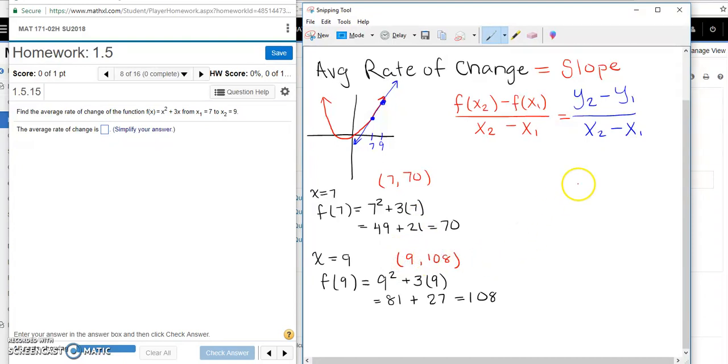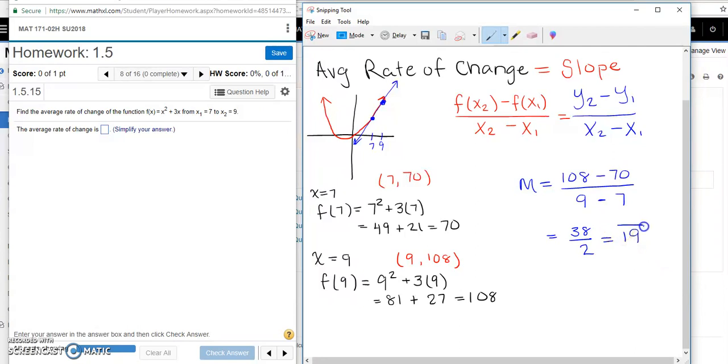108). And we really are just finding the slope like we normally would. We just had to do a little extra work to figure out the y values. So I'm going to do my slope, or my average rate of change. Okay, so that's going to use the y value minus the y value over the x value minus the x value. So 108 minus 70 is 38. 9 minus 7 is 2. 38 divided by 2, I believe, is 19.